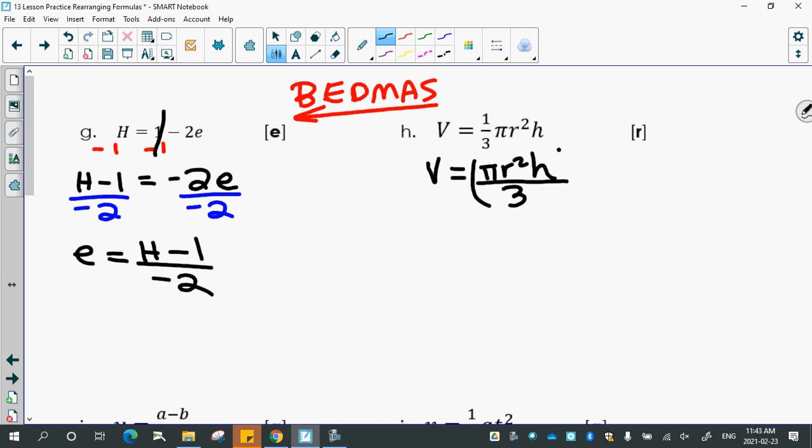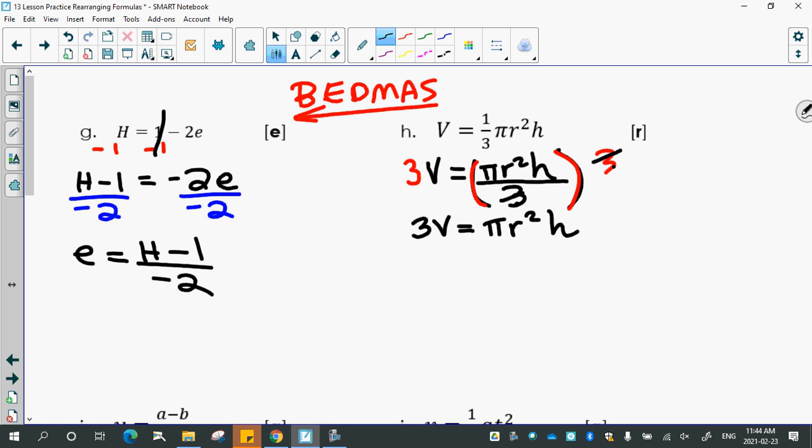Multiply both sides by 3. Oops, I meant to use colored brackets there. Multiply this side by 3 to undo this divide by 3. And notice if you put the number 3 right beside a letter, it means multiply. So 3v means 3 times v. So on this side I have 3v. I multiply by 3 to undo the divide by 3, so they divide out. And I'm left with pi r squared h. And I'm slowly trying to get r by itself.